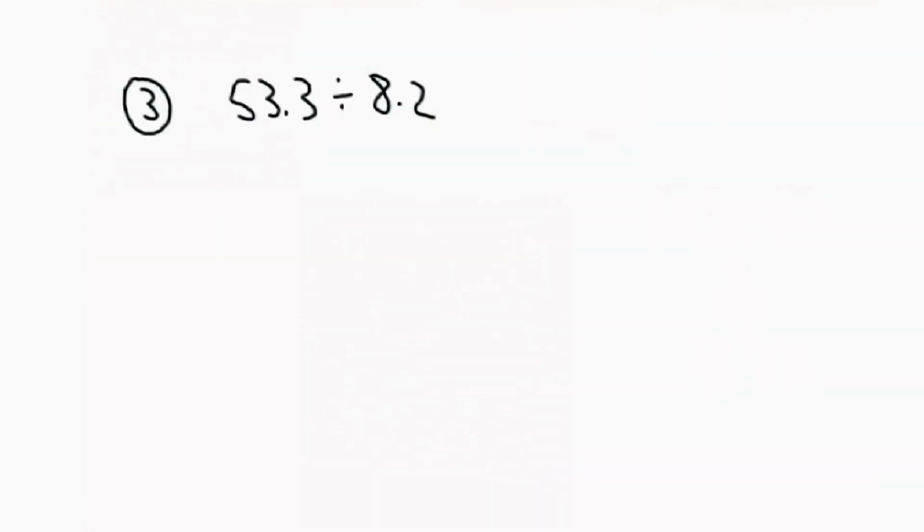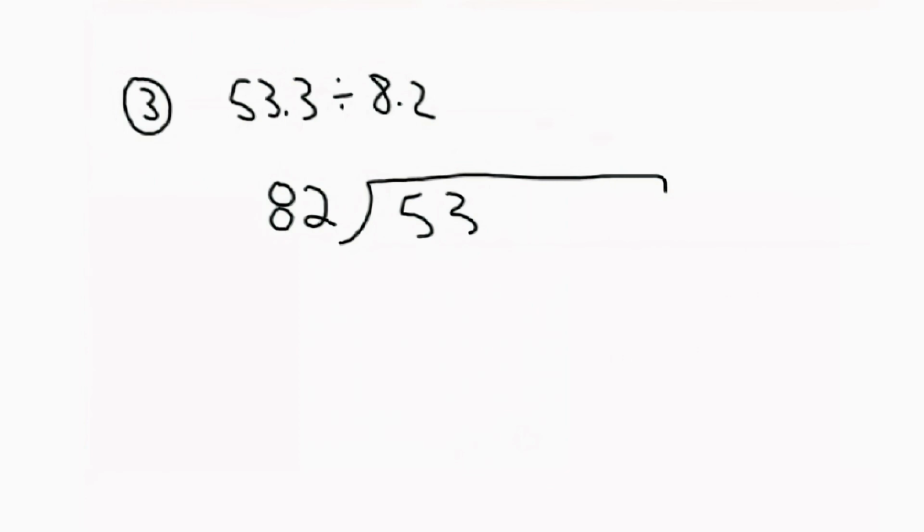And in the last example, we have 53.3 divided by 8.2. So again, we're going to do 533 divided by 82 instead of the 8.2. We move this one over 1 decimal place, and we move this one over 1 decimal place. And so now we have 533 over 82. And I'm going to make a mistake here intentionally.